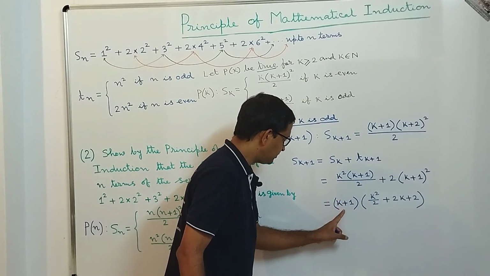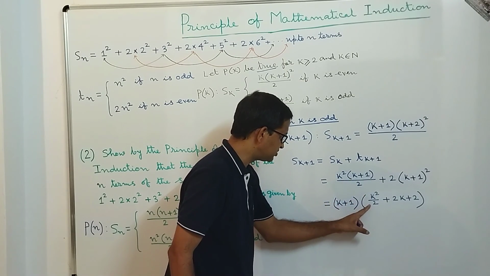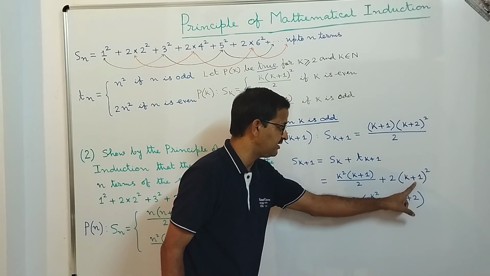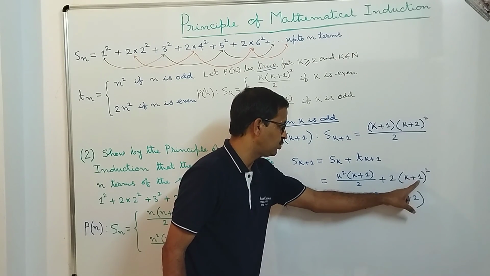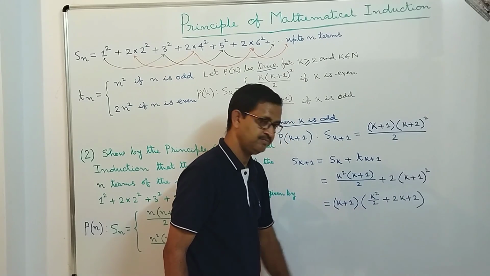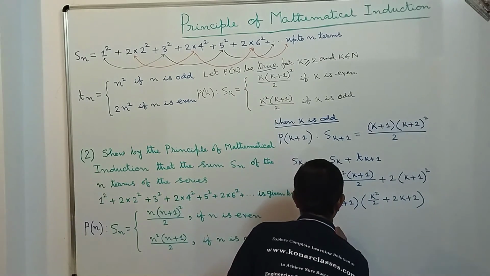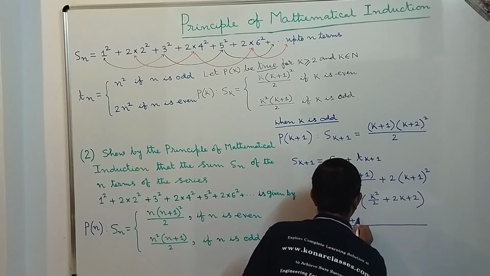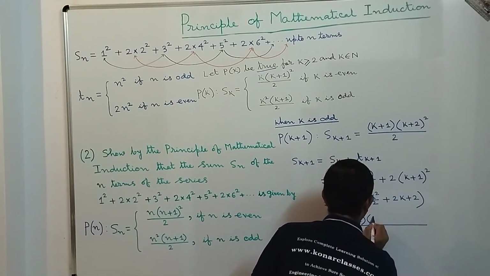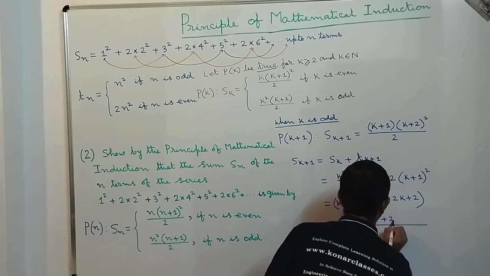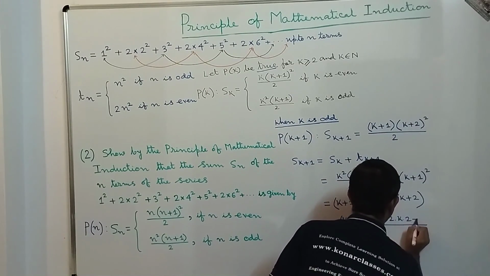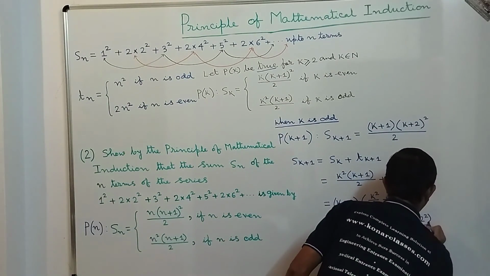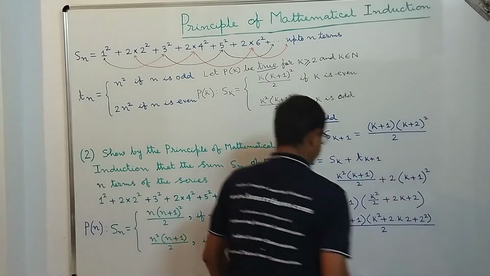K plus 1 we took common, then k square by 2 from the first expression. In the second expression, there will be 2 into k plus 1 left after taking k plus 1 common. 2 into k plus 1 means 2k plus 2. So from here what we get, this is equal to k plus 1 and we can write here k square plus 2 into k into 2 plus 2 into 2, that is equal to 2 square, okay, divided by 2.